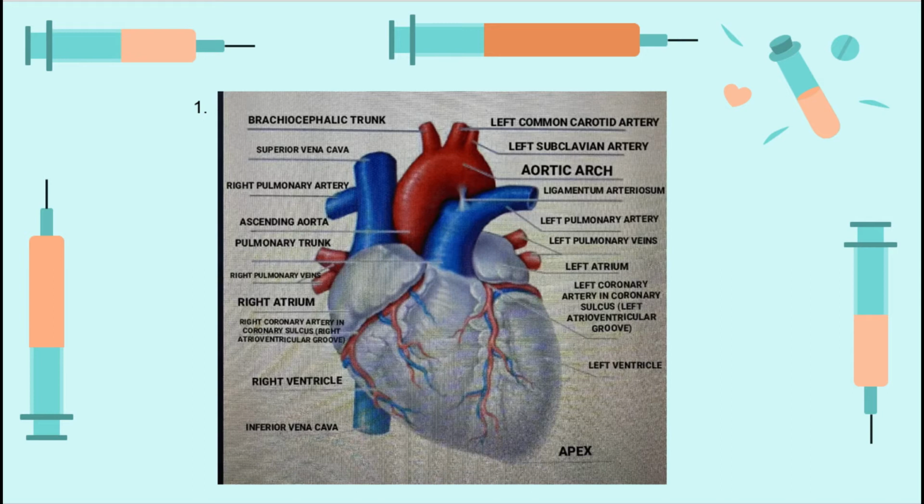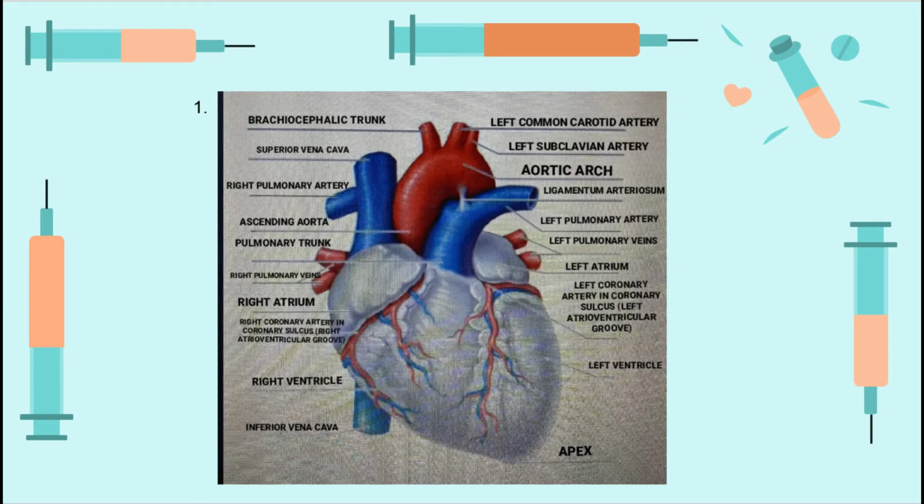For the third one, which is the aortic arch, it is the segment of the aorta that helps to distribute blood to the head and upper extremities. For the fourth one, which is the ligamentum arteriosum, it is a fibrous remnant of the fetal ductus arteriosus. The fifth one is the left pulmonary artery. It sends blood to the left lung.